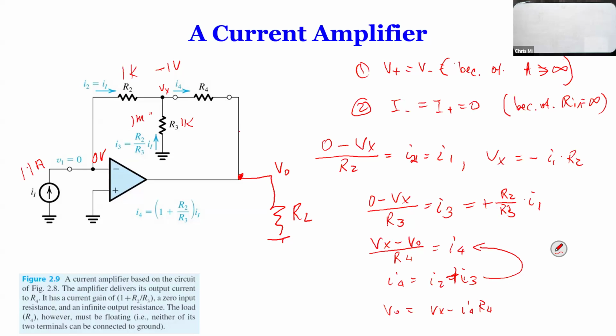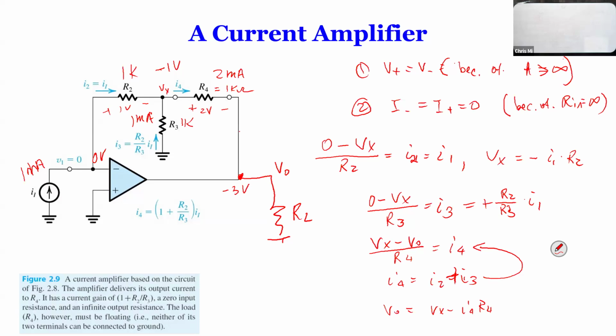Oh, 1 milliamp, not 1 amp. Okay, so that's also 1 milliamp. And I4 will be 2 milliamps, if R4 is also 1K. How much voltage do you get over here? 2 milliamps, so from here to here is 2 volts. So from here to here is 1 volt. So Vo is minus 3 volts.